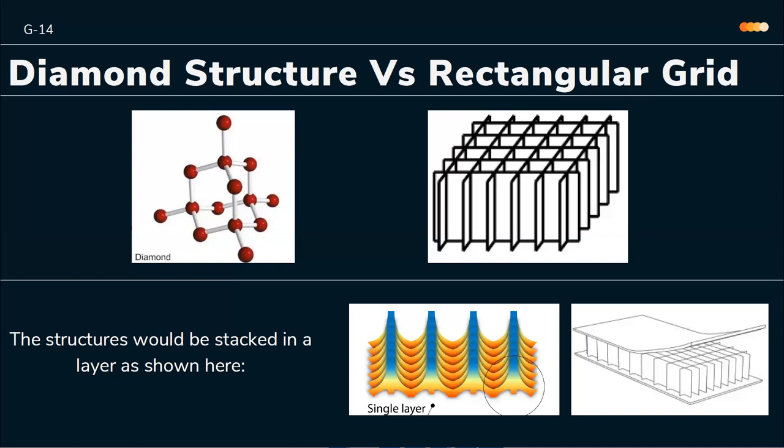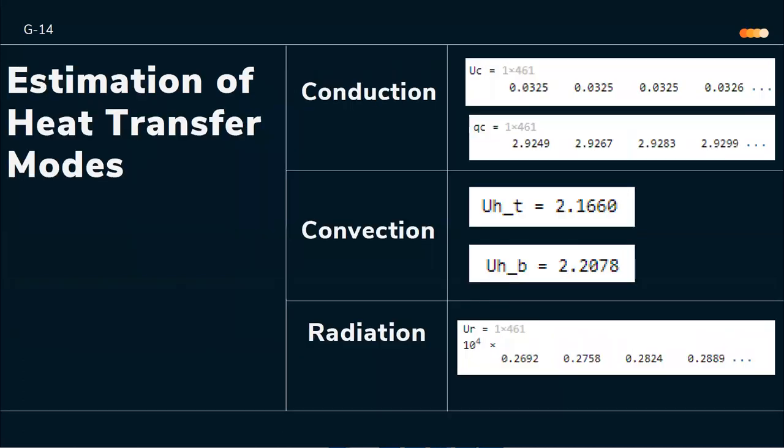We use polyester as the material for the spacer structure and aluminium for the MLI layers themselves. We assume the cross-sectional area of the MLI layers to be 1 meter square and the width of the complete MLI system to be around 1 millimeter. For our MLI system, all three modes of heat transfer are present: conduction, convection, and radiation.